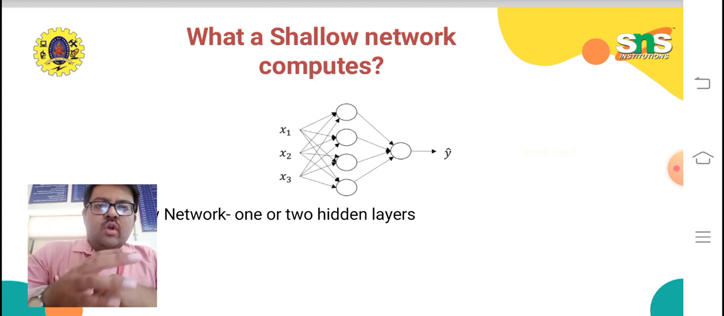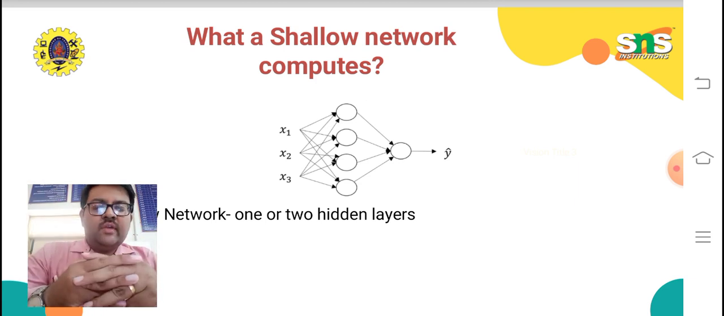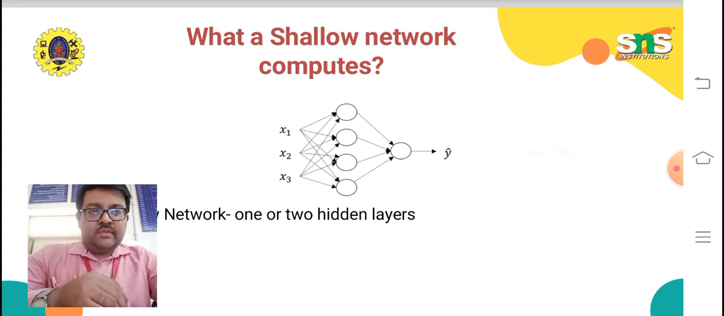So, the shallow network will have one or two hidden layers. It will not have many hidden layers. That is called a shallow network. And we can see in this diagram x1, x2, x3 are the inputs and go to one hidden layer, and then it goes to the output neuron, then we get the output. So basically shallow network means it has one or two hidden layers.